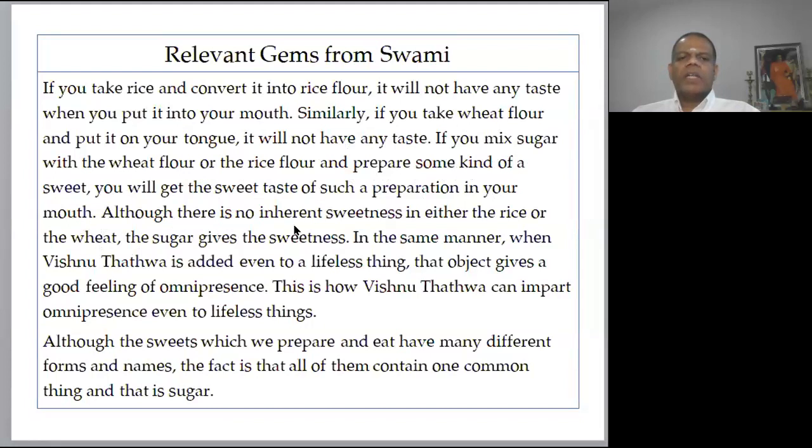Although there's no inherent sweetness in either the rice or the wheat, the sugar gives the sweetness. In the same manner, when Vishnu Tattva is added even to a lifeless thing, the object gives a good feeling of omnipresence. This is how Vishnu Tattva can impart omnipresence even to lifeless things. Although the sweets which we prepare and eat have many different forms and names, the fact is that all of them contain one common thing, and that is sugar.